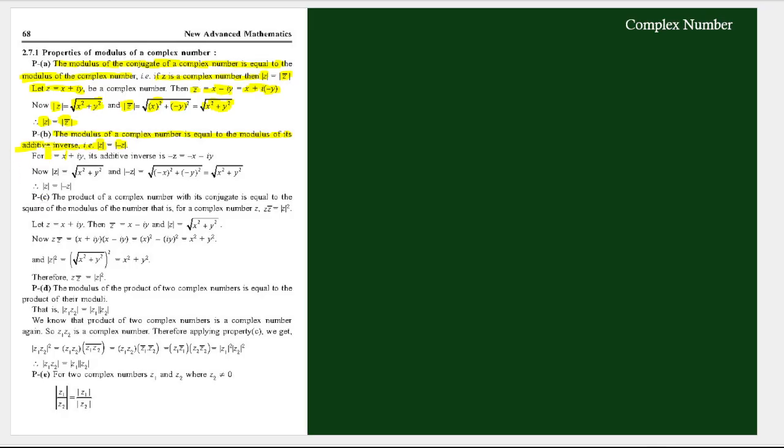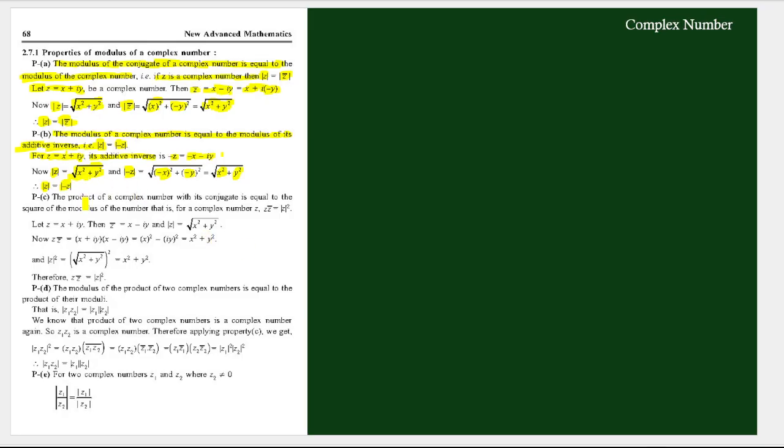Let's see the proof. So for z equal to x plus iy, its additive inverse is minus z. So multiply both by minus, then we will get minus x minus iy. Now you find out for z. Okay, this is using the modulus formula. Then you find out for minus z modulus here, minus x square and then minus y square, and both will give us x square plus y square. So therefore modulus of z is equal to modulus of minus z. Fine.